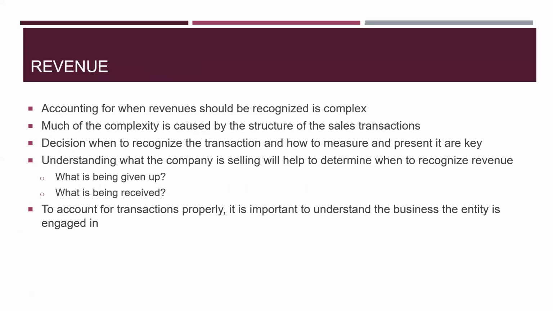So the revenue basics. What we know so far about this element is that we recognize the revenue when the revenue is earned. But accounting for when the revenue should be recognized is complex, and much of that complexity is because of the structure of the sales transactions. So the decision on when to recognize the revenue or transaction and how to measure and present it are the keys. So what we are looking at here is what is given up and what is received.